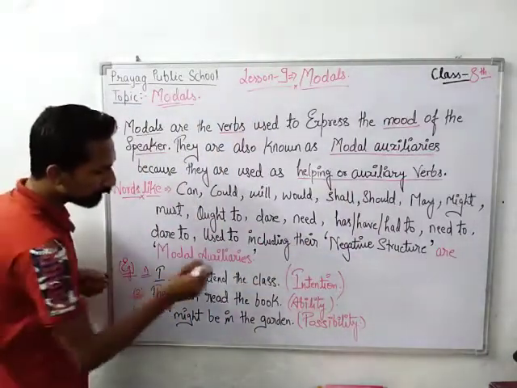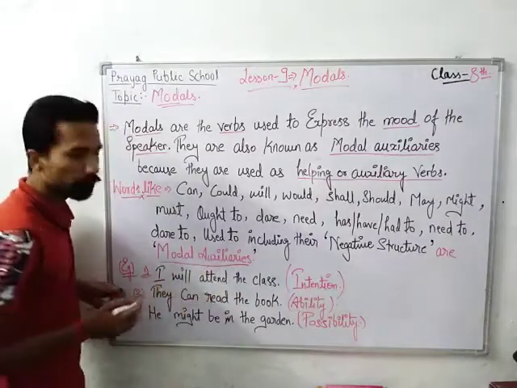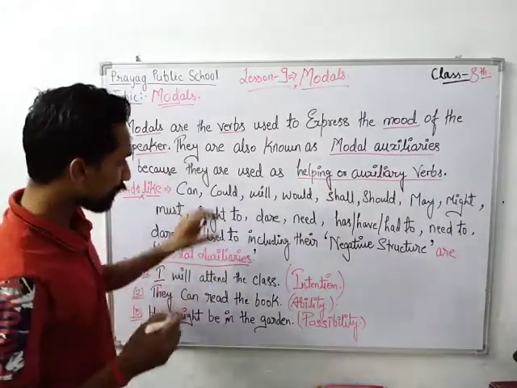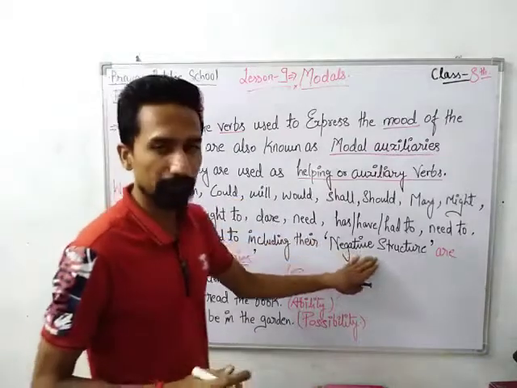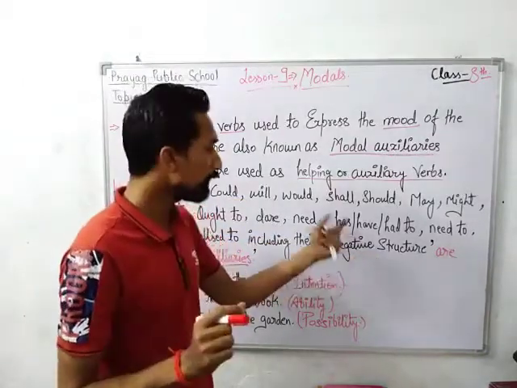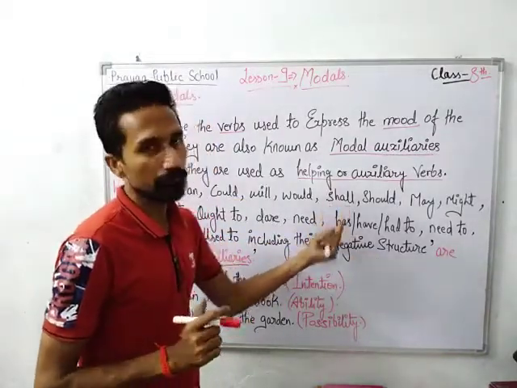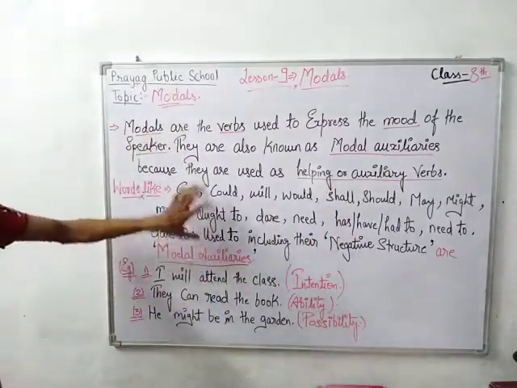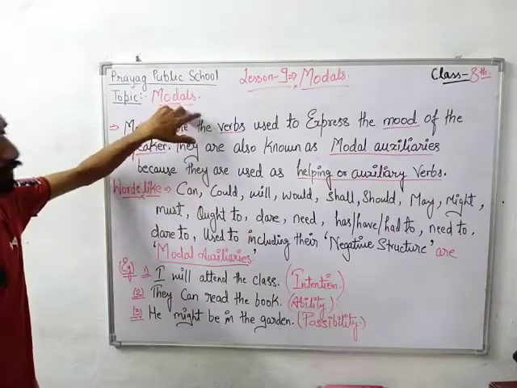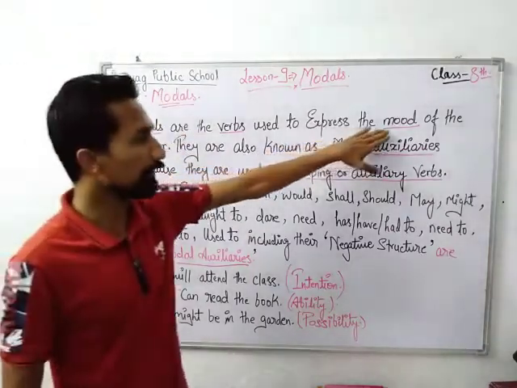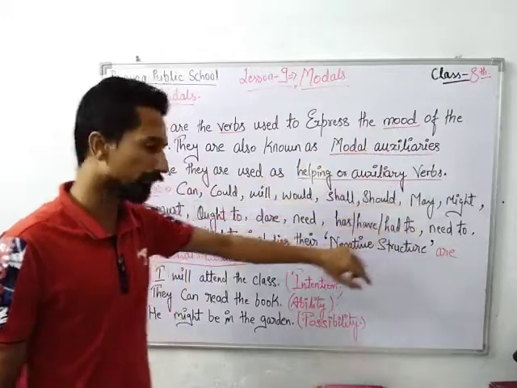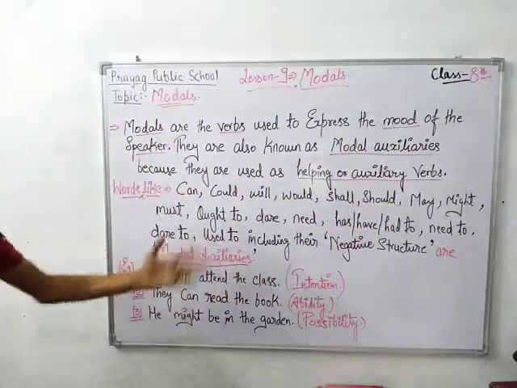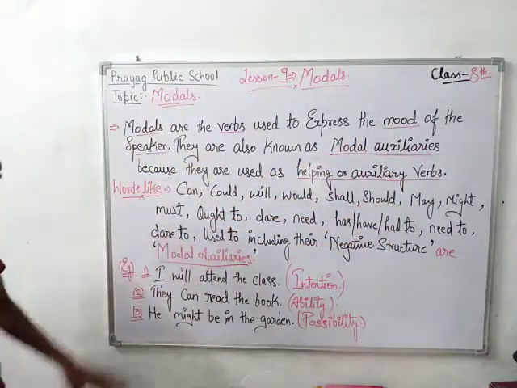Now these are the words which fall under the category of modal auxiliaries. These words including their negative structure. Negative structure means only not gets added with these words, right? So these are the words which fall under the category of modals. Why? Because they help us in expressing the mood of the speaker, right? Let's see the example and all the things will get clear.